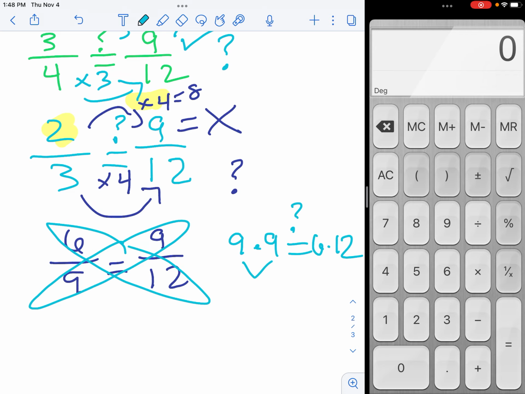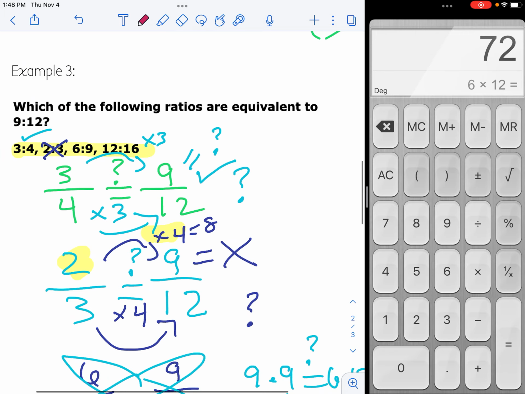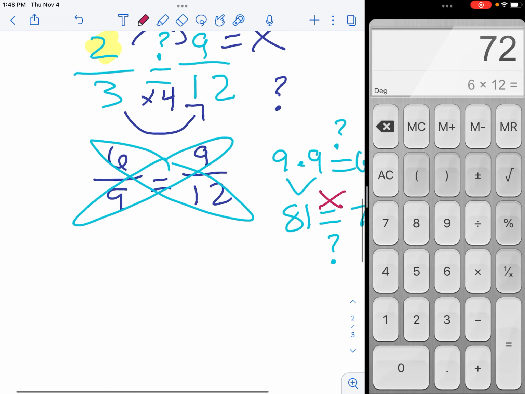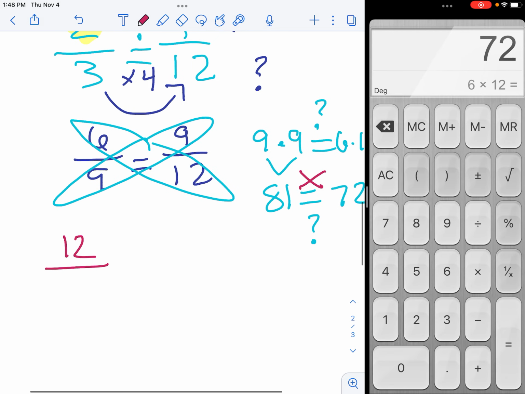Well, 9 times 9, put that in your calculator if you need a reminder, is 81. 6 times 12 is 72. Do these equal each other? They do not. So these are not equivalent. So 6 to 9 is not equivalent. Last one is 12 to 16.